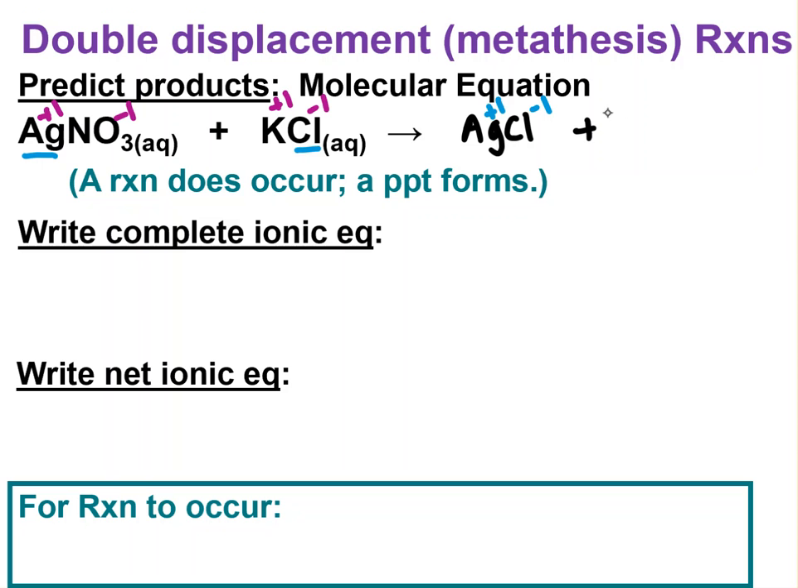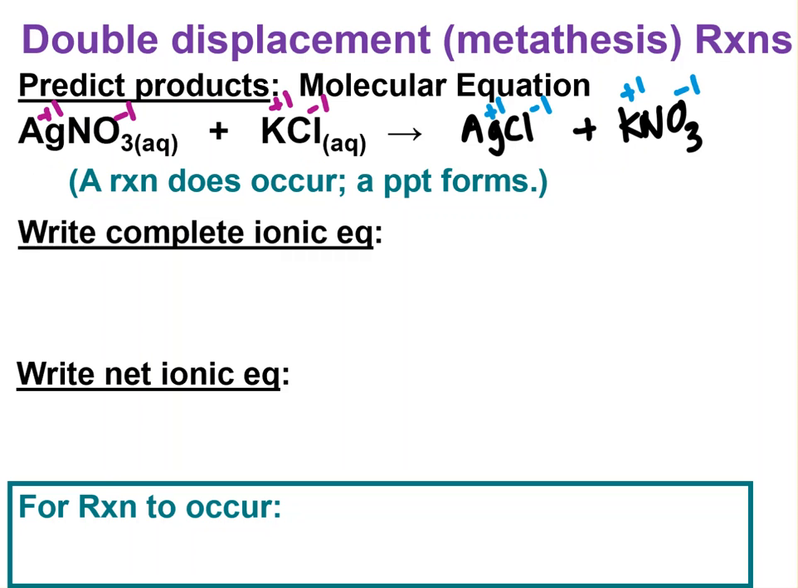And then for my other product, I will have the potassium. Positive one has to go in front, and then my nitrate. And once again, if I look at my charges for this as well, it comes out neutral. If it didn't, I would have to adjust my subscripts. Okay. The next thing I'm going to do is check and make sure this is balanced, and quickly I can tell you that it is balanced.